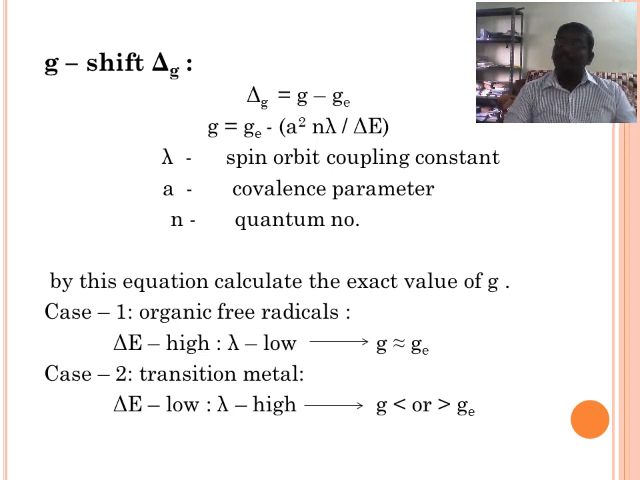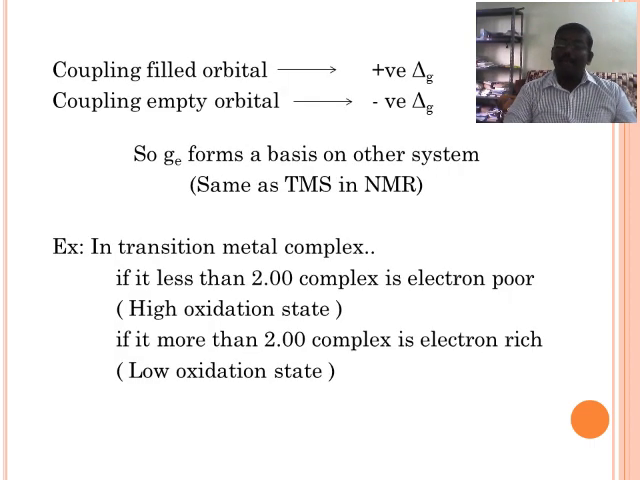Case 1, the organic free radical: delta E is high, lambda is low. Case 2, the transition metal: delta E is low, lambda is high. So this is for the g shift delta g. Coupling with a filled orbital gives a positive delta g. Coupling with an empty orbital gives a negative delta g.